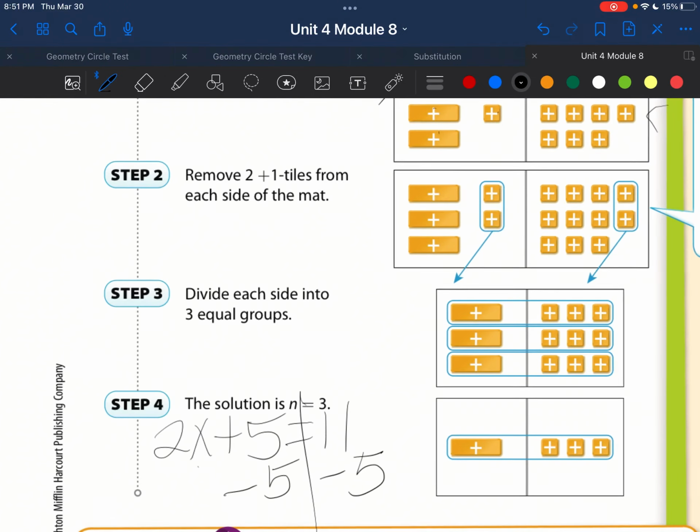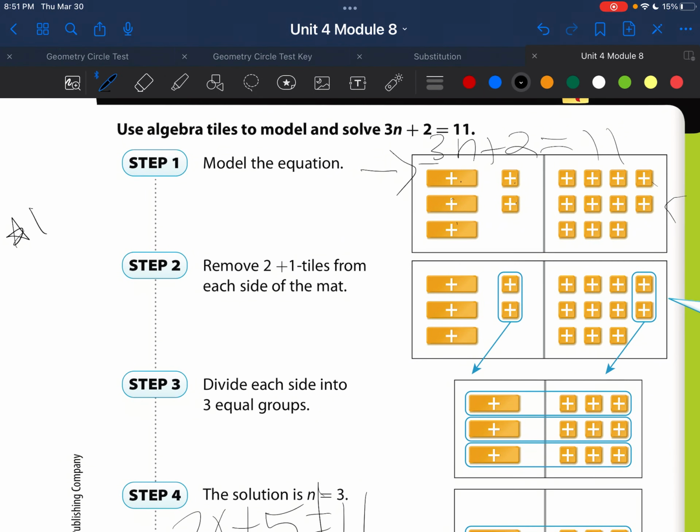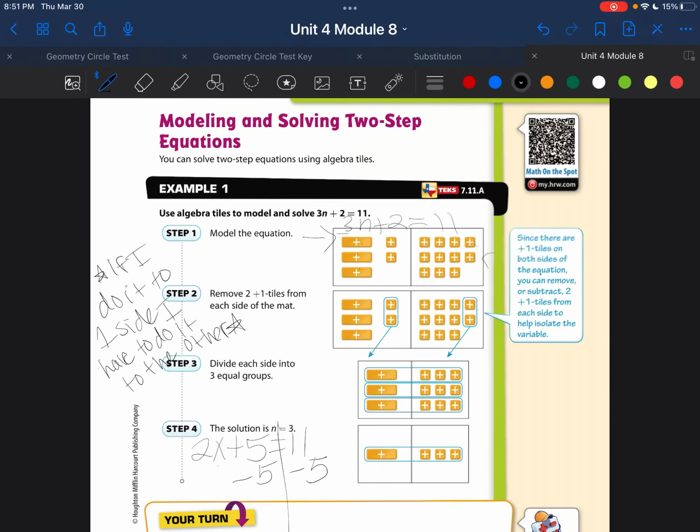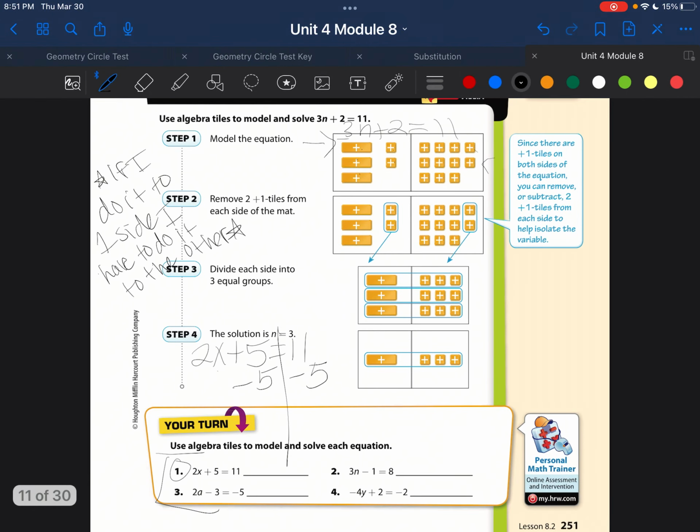The number one thing you need to remember, and you can write a little note over here: if I do it to one side, I have to do it to the other. That is going to be the most important and most helpful thing that you will know when it comes to solving for x. So if I have my negative 5 over here, I have to do negative 5 over here.